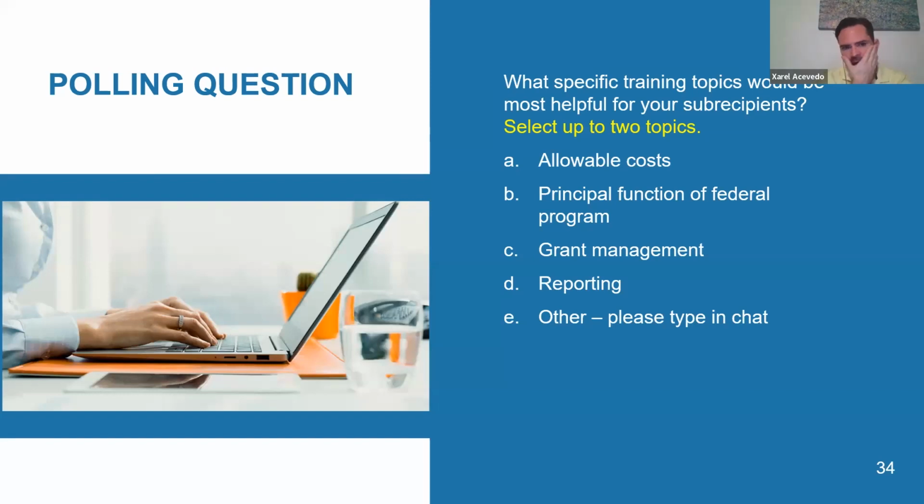All right, so now we're going to have a polling question. The polling question says, what specific training topics would be most helpful for your subrecipients? We have 5 choices. We are asking you to select up to 2. They are allowable costs, principal function of the federal program, grant management, reporting, or other, which you can type in chat. We're going to give you a few seconds.